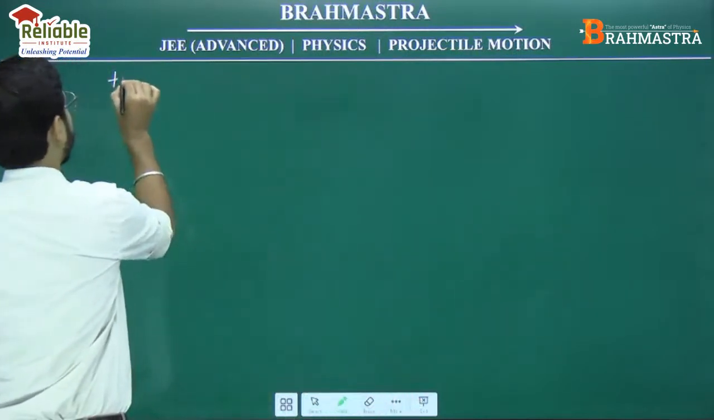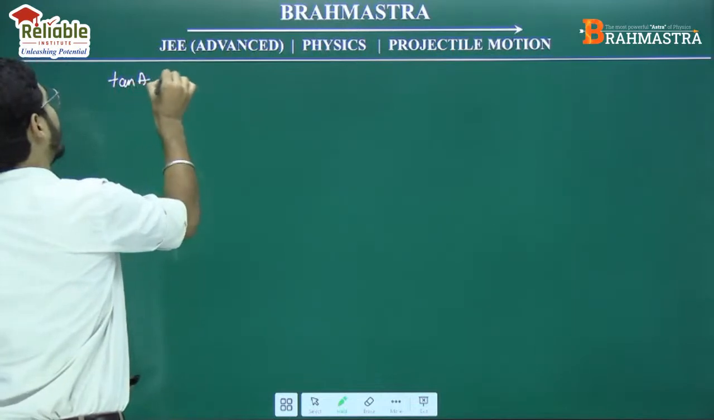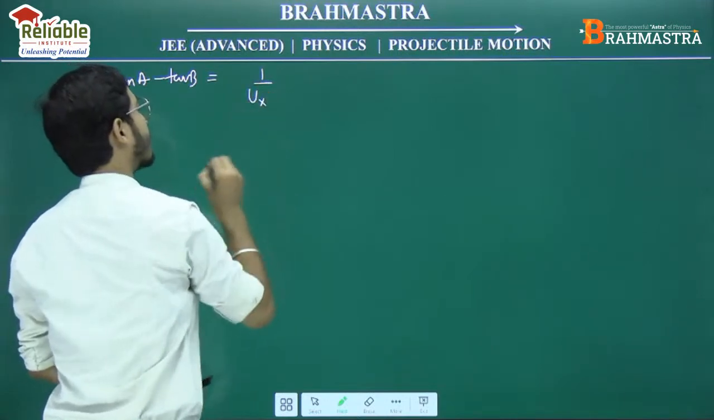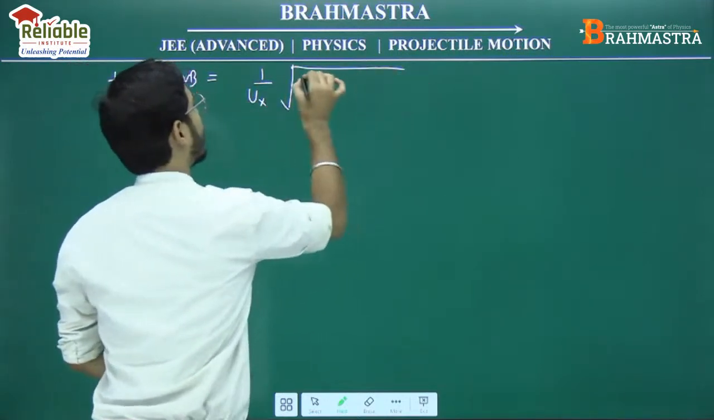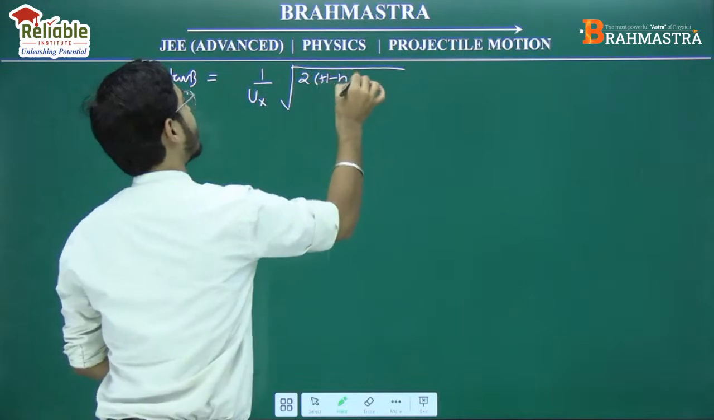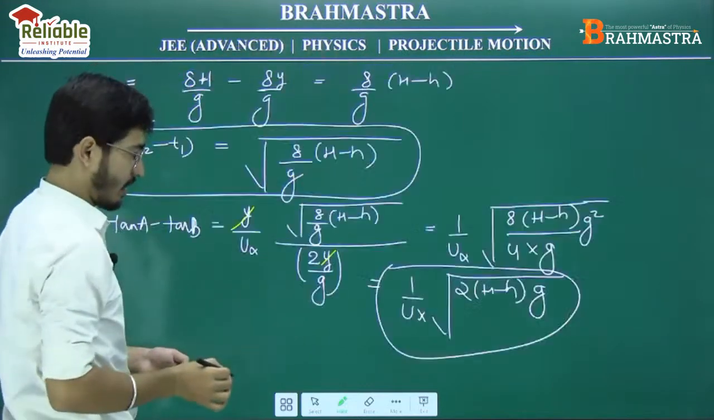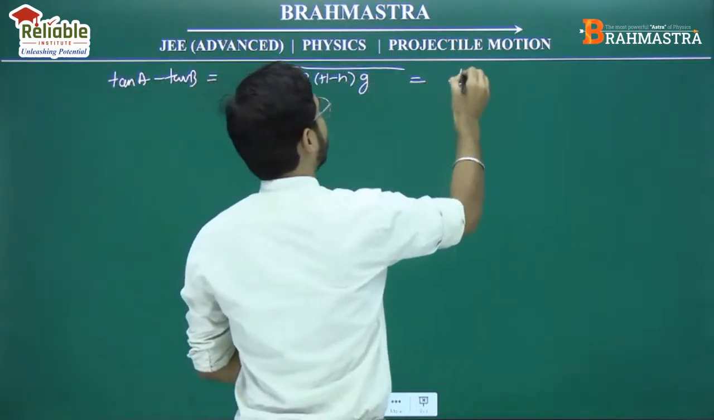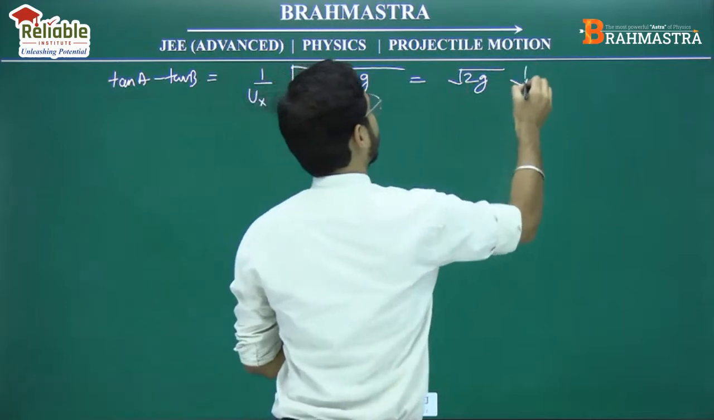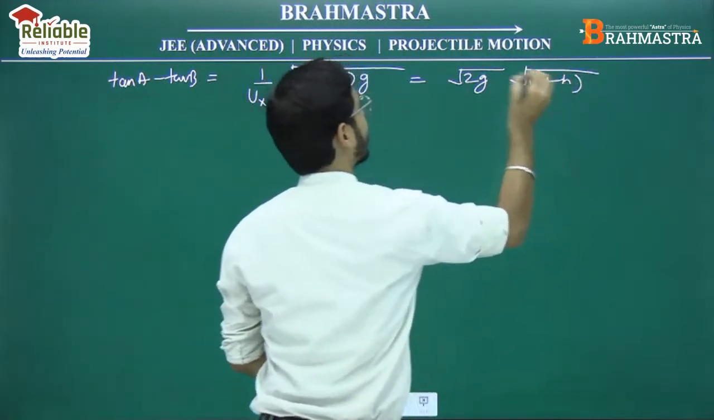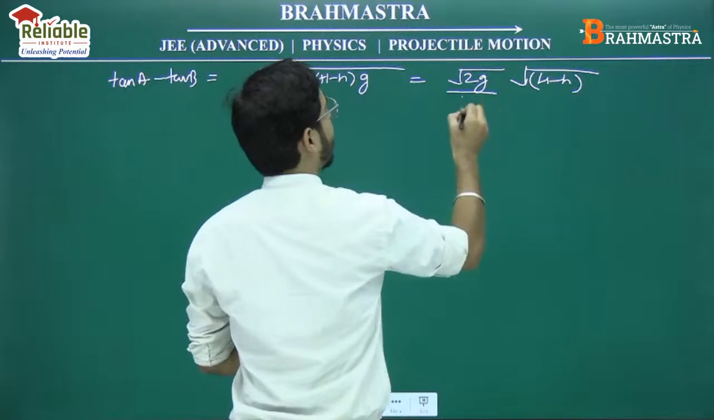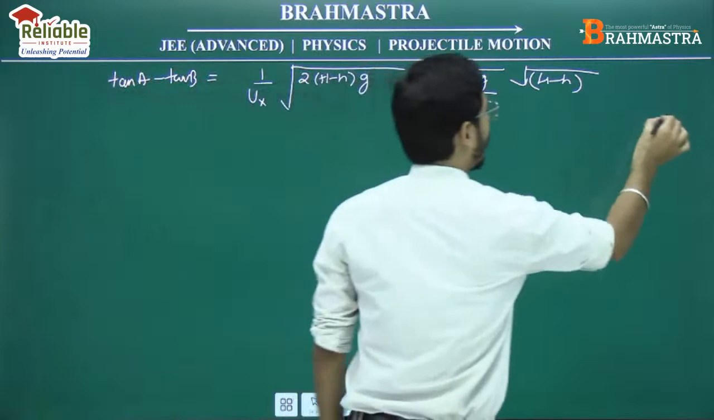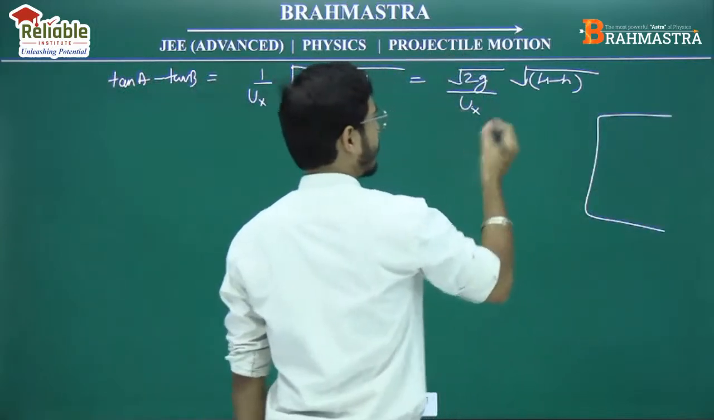So the expression we are getting for 10a minus 10b is basically 1 over ux under root of 2 into H minus h into g. Okay, am I right? Yes. Now let's separate this expression. Let's write 2g outside and then write H minus h separately. Okay, and let's divide it with the ux. Now ux is hardly of any use to us. So what do you think in place of ux we can write?